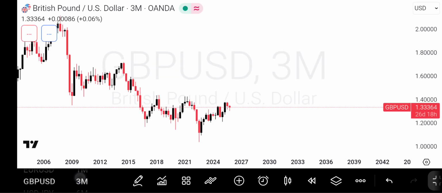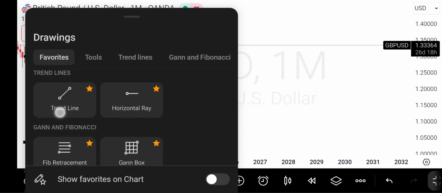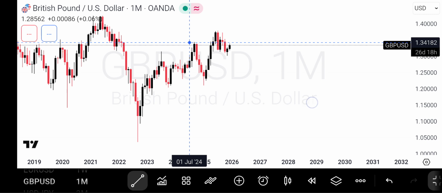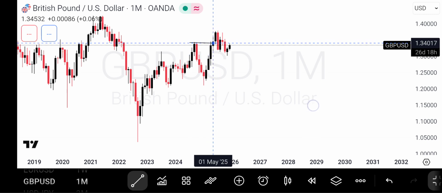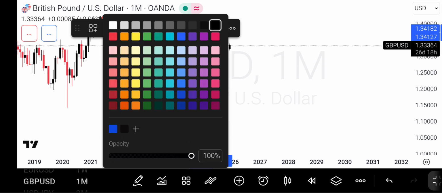Okay, so let me start my analysis from the monthly time frame. What I want to do now is a two time frame analysis, starting from the monthly. I want my monthly and weekly time frames to align, then my daily and 4-hour time frames to align, so I can take an entry. First, on the monthly time frame, we have a valid break of structure to the upside, and what this means is that this market is bullish.